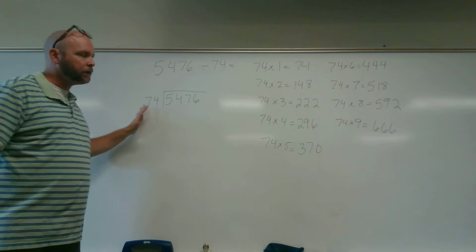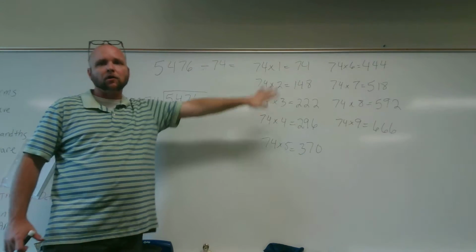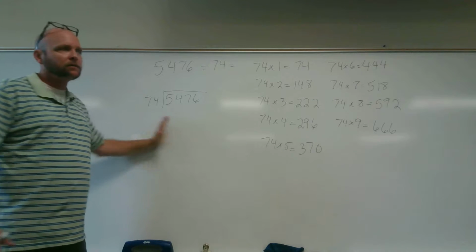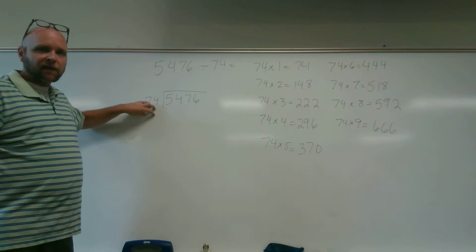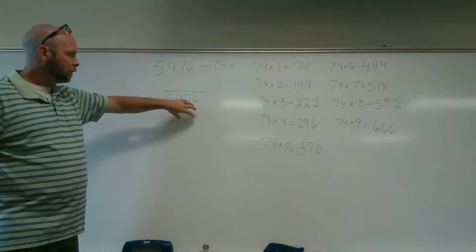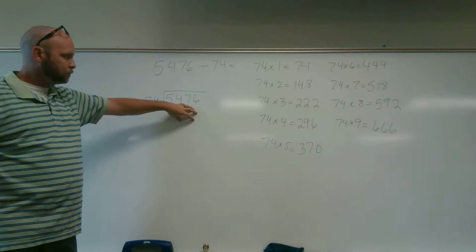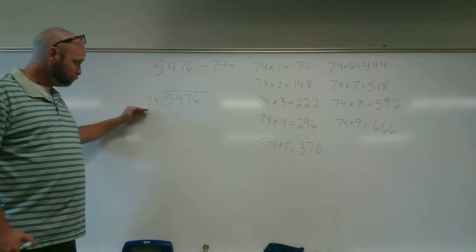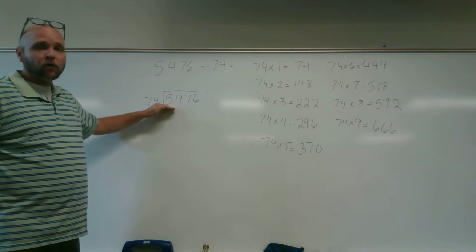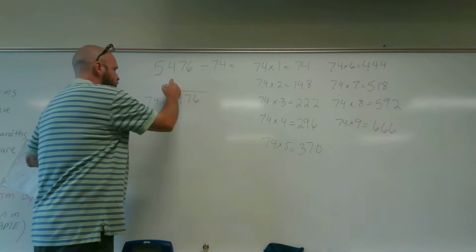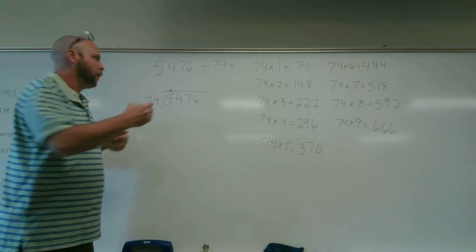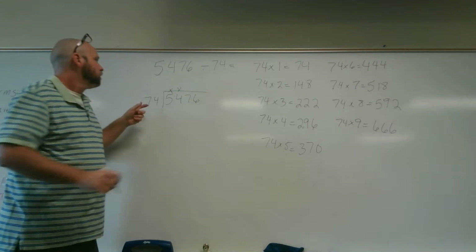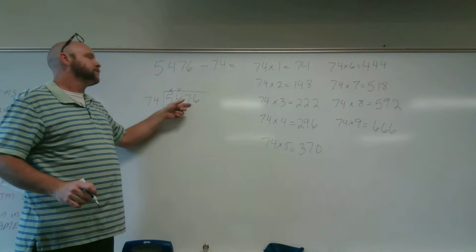Now, let's go back and look at our problem. We've done all of the hard work right here. Our divisor is 74. Our dividend is 5,476. Does 74 go into 5? No. Does 74 go into 54? No. Does 74 go into 547?